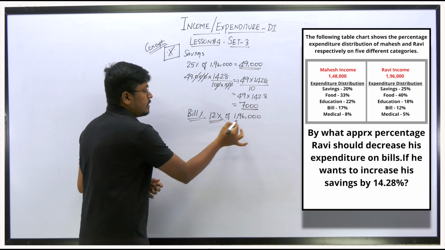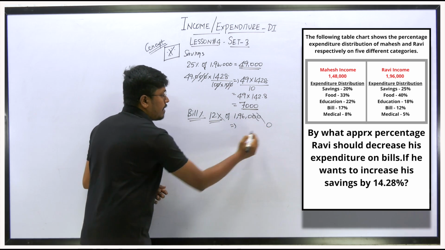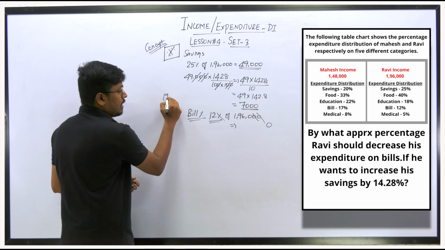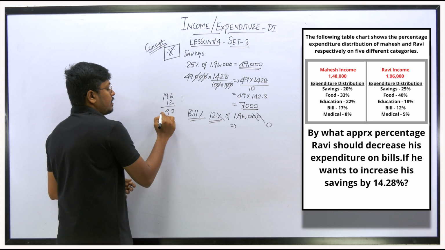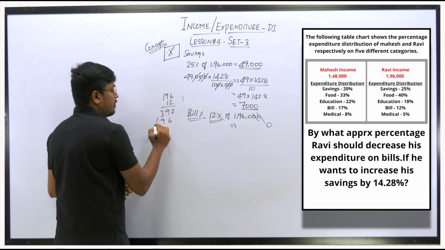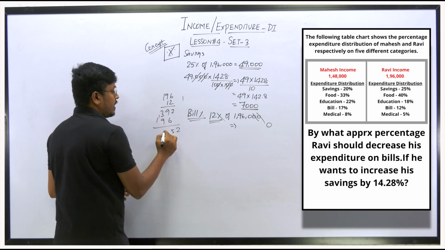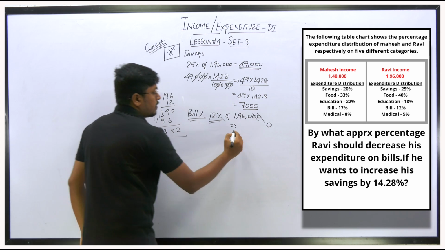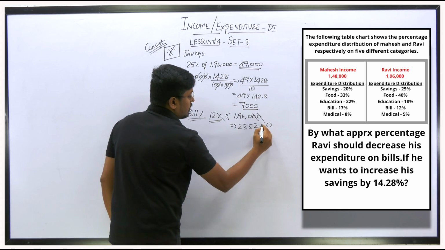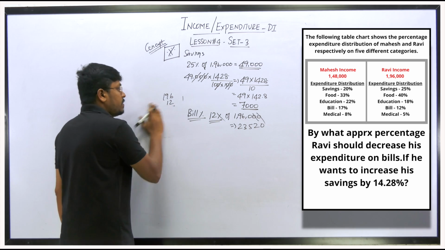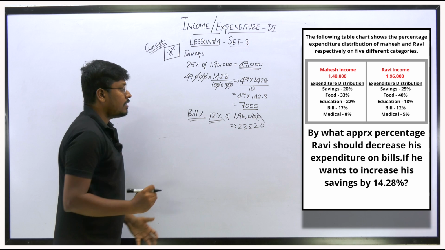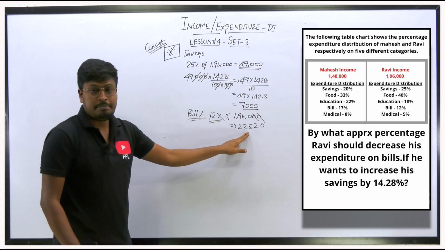We can cancel 0, 0, 0 here. So remaining 1, 0. 196 into 12. So 2, 18, 1, 19, 1, 3. So 6, 9, 1. So 2, 15, 1, 10, 13, 1, 2, 3, 5, 2, 0. Just see, 2, 3, 5, 2, 0 is what? So 2, 3, 5, 2, 0 will be the expenditure of the person Ravi on bill.